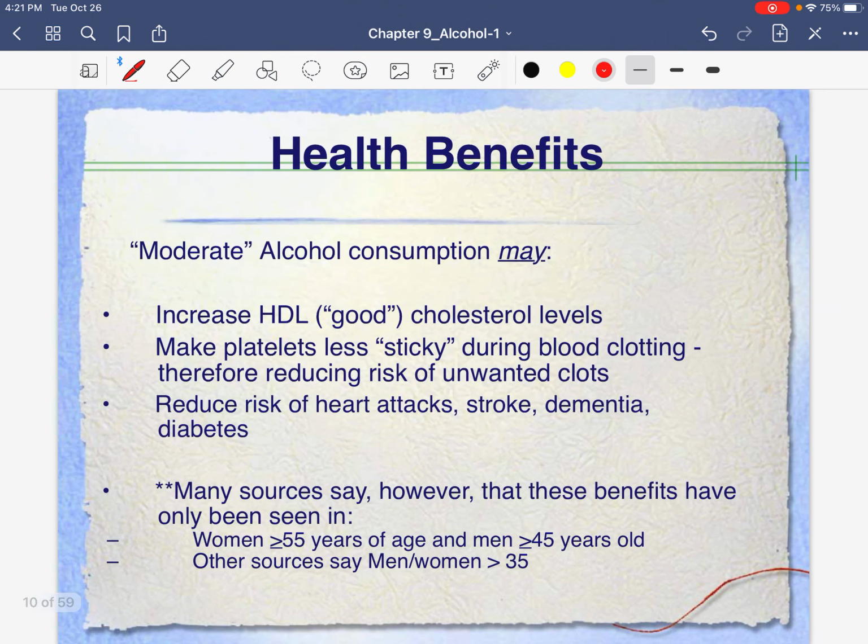Yeah, so, maybe you've heard the studies that have come out in the last 20, 30 years that say 1 glass of red wine a day can actually be healthful or healthy to your heart, particularly. So moderate alcohol consumption may increase your good cholesterol levels. It may reduce the risk of heart attacks. So it may be good for your heart health.